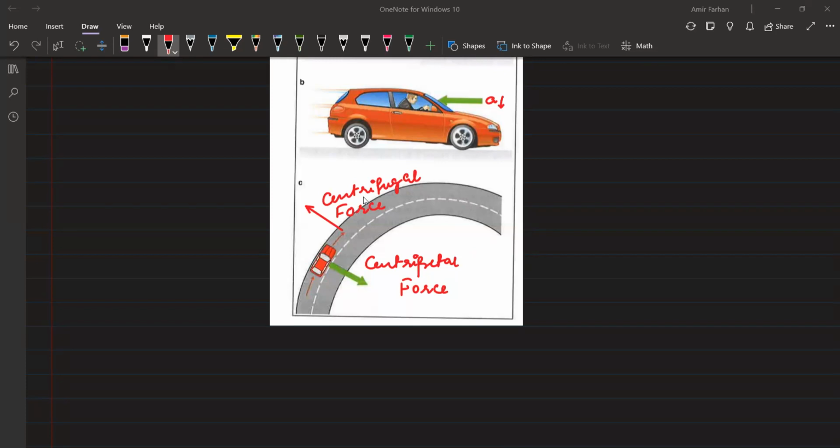Okay. So in the first case, the car will accelerate. Second case, the car will decelerate. Third case, sidewards forces are present. Yes or no? Okay, just a moment, Ayan. Let me take one question.